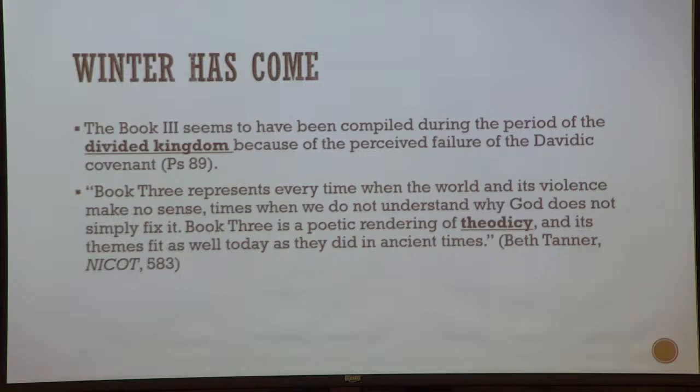So book 3 represents every time when the world and its violence make no sense, times when we do not understand why God does not simply fix it. Book 3 is a poetic rendering of theodicy, and its themes are as relevant today as they were in ancient times. Theodicy being the problem of evil, the existence of evil. Like, why does God allow evil to exist?